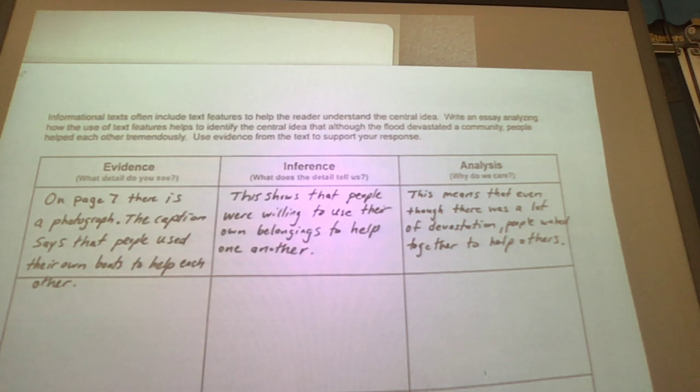You'll notice specifically on page 7 there is a photograph. The caption says that people use their own boats to help each other. All right, so that's a text feature. I'm using the photograph with a caption.